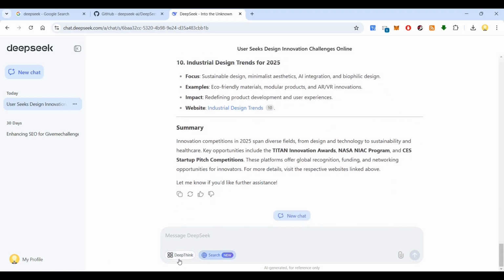Now if I turn on DeepThink, I'll ask very reasonable questions. So when I turn that functionality on, it turns on solve reasoning problems. So I'll ask some reasoning related questions.